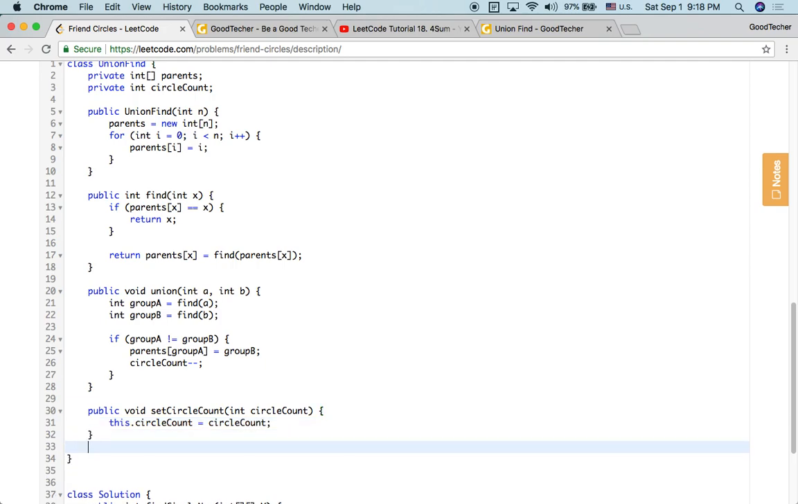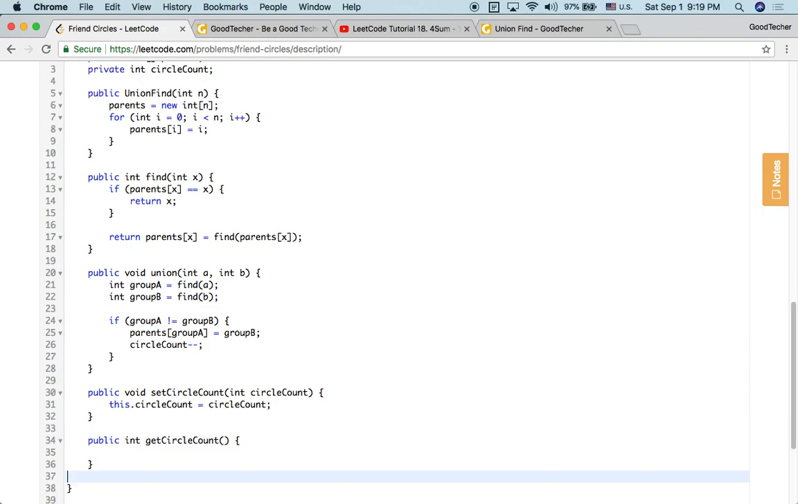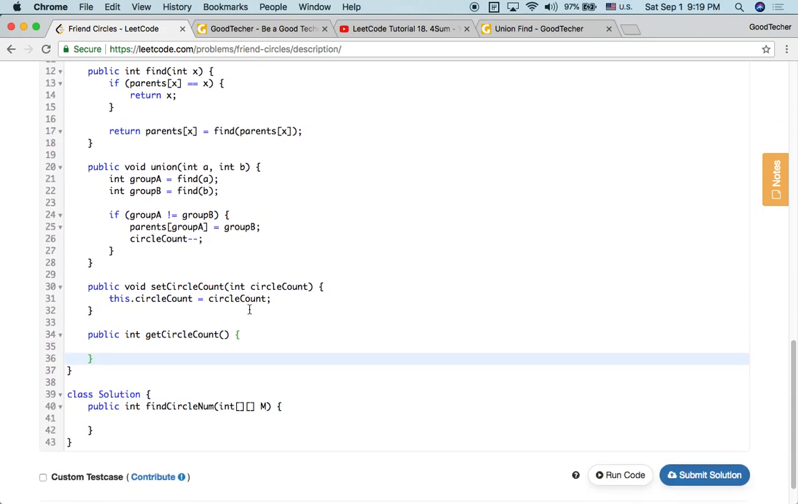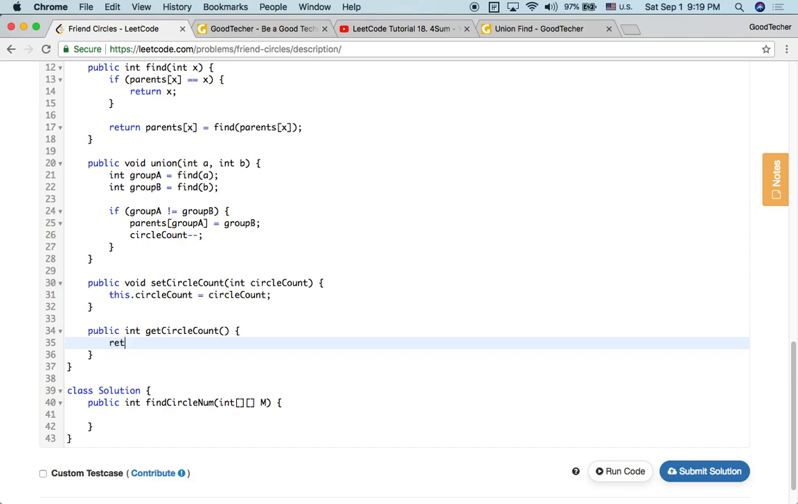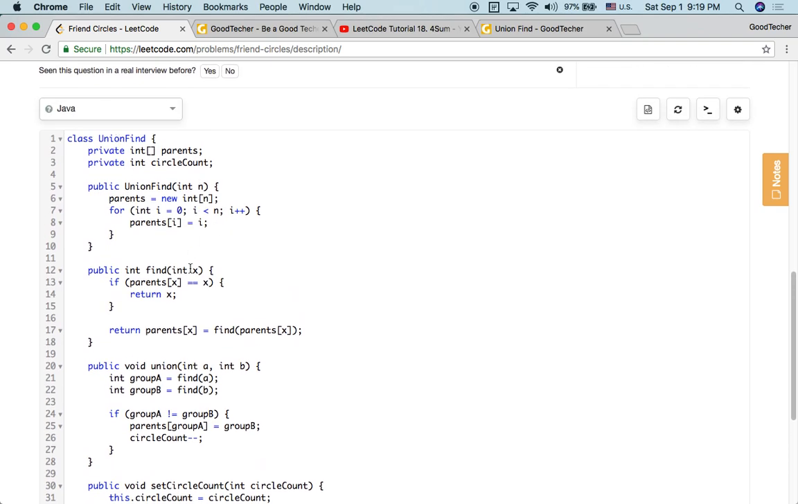And another one, we can have a getter, so public int get circle count. Get circle count is just used from the outside class, so we can get the value of the total circle count. Okay, so we customize the union find class.